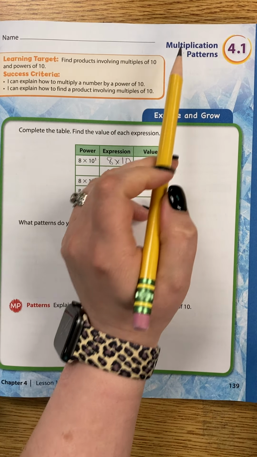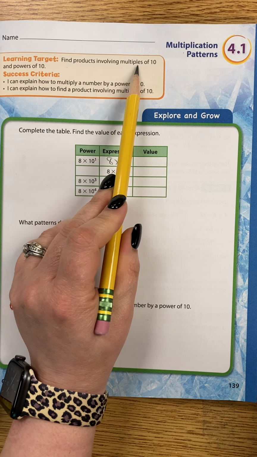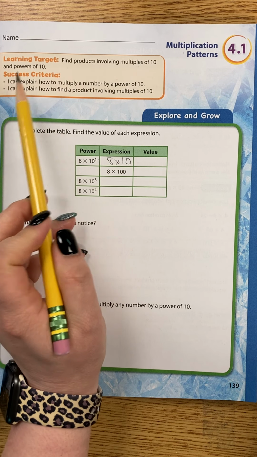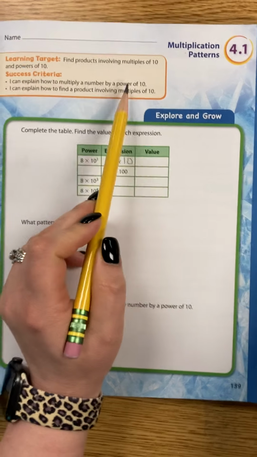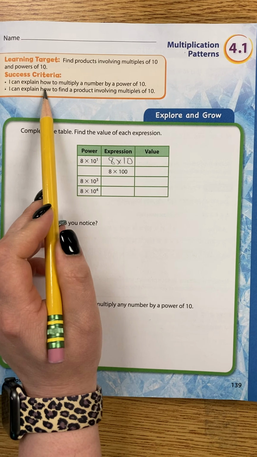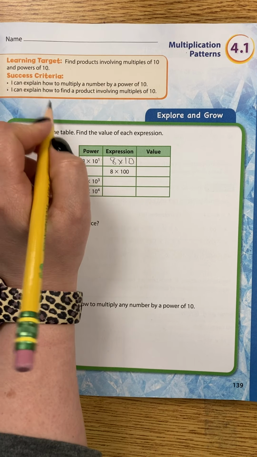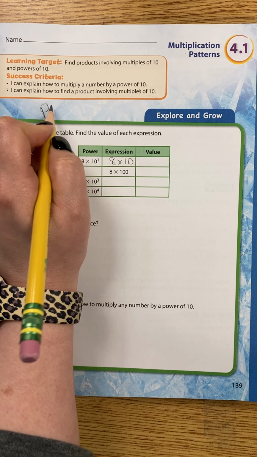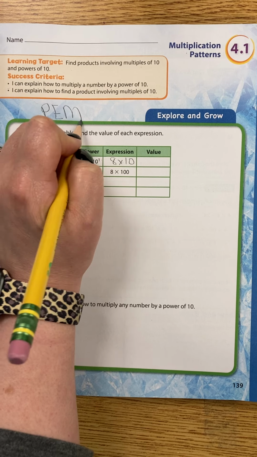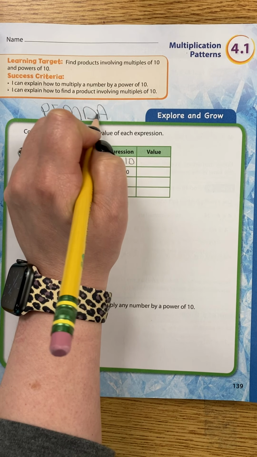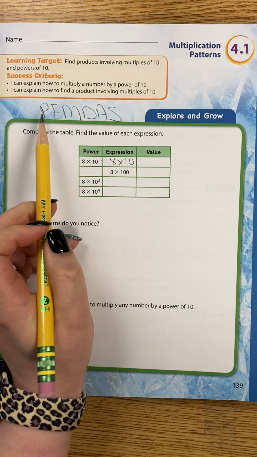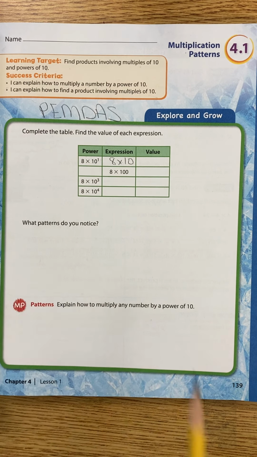So it says multiplication patterns. Find products involving multiples of 10 and powers of 10. I can explain how to multiply a number by the power of 10, and I can explain how to find a product working with multiples of the power of 10. So I want to show you, you remember in your order of operations, this powers is the first one you'll do. So you really need to know how to do this.